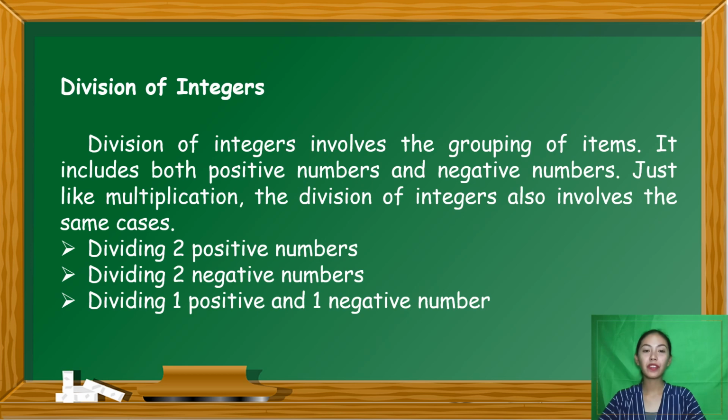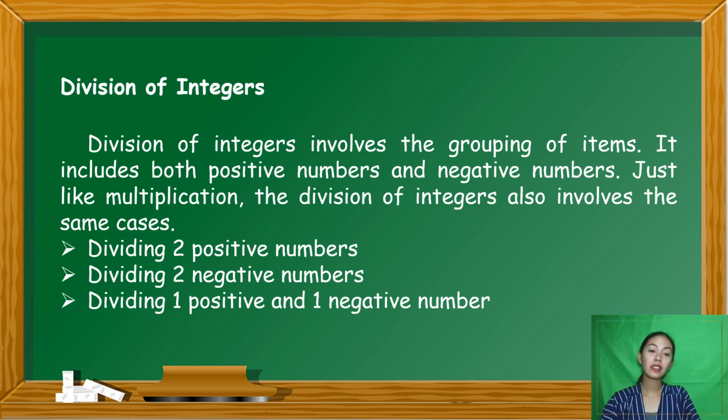Okay, so division of integers involves the grouping of items. So again, the grouping of items. It includes both positive numbers and negative numbers, just like multiplication. The division of integers also involves some cases. So these are the cases in dividing integers.